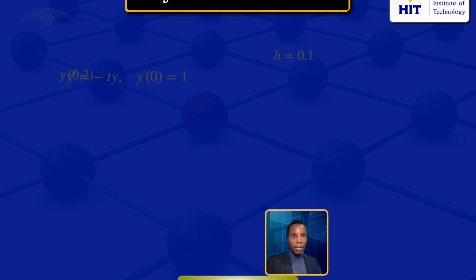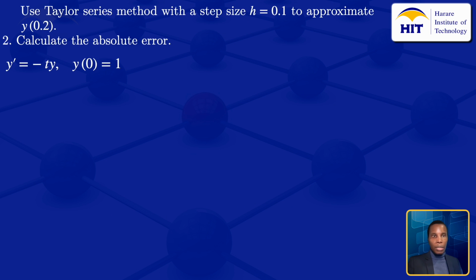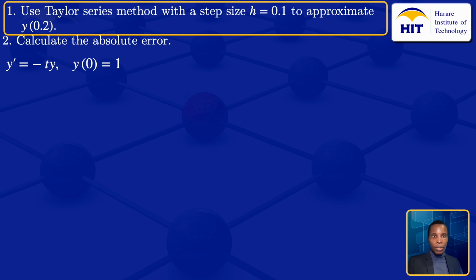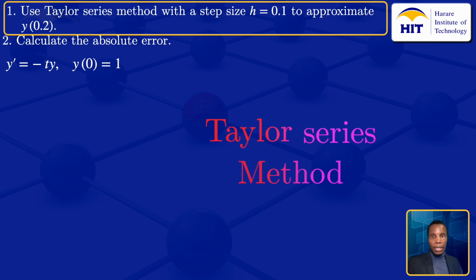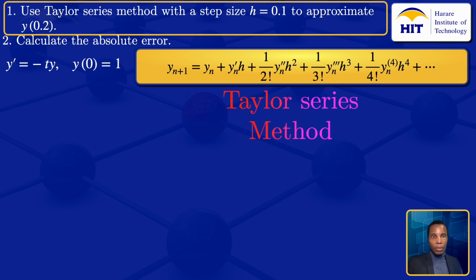So we are given that first order ODE there. I'll start by looking at the first question, using the Taylor series method to approximate y at 0.2. Using the Taylor series method, y n plus 1 is equal to y n plus y prime n multiplied by h, plus 1 divided by 2 factorial multiplied by y double prime n multiplied by h squared, plus 1 divided by 3 factorial multiplied by y triple prime n multiplied by h cubed, plus 1 divided by 4 factorial of the fourth derivative of y n multiplied by h to the power 4. And the h here is the step size.